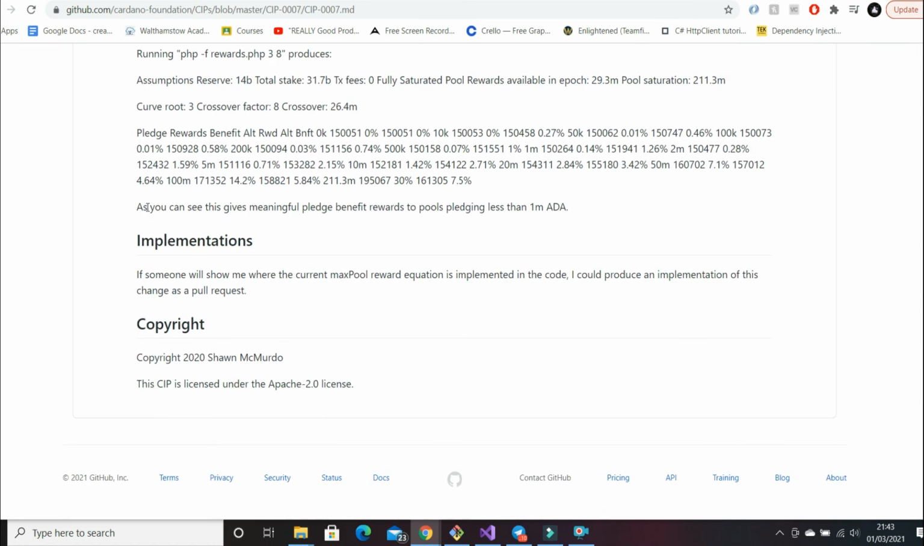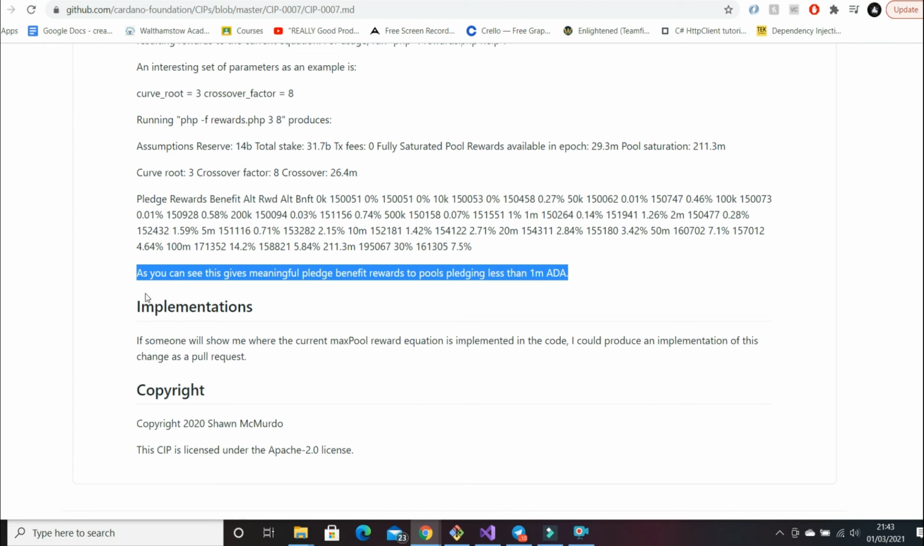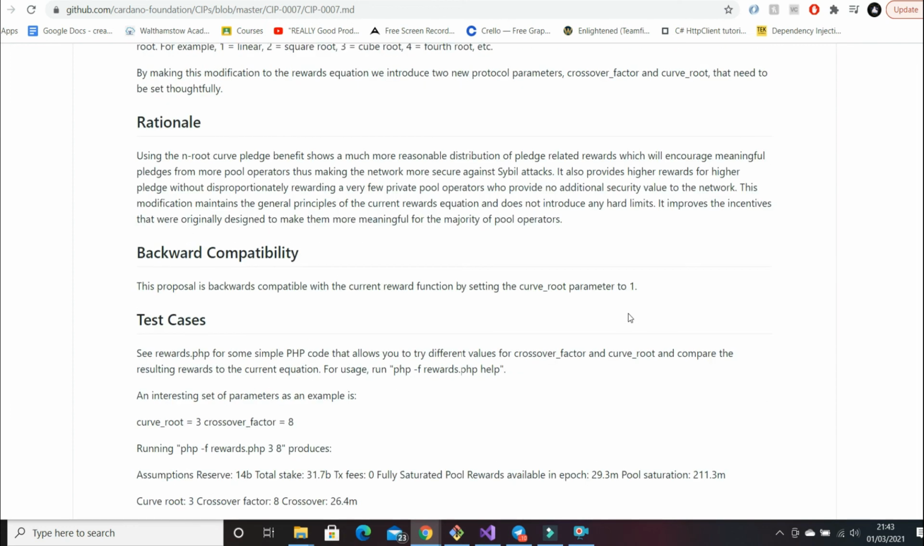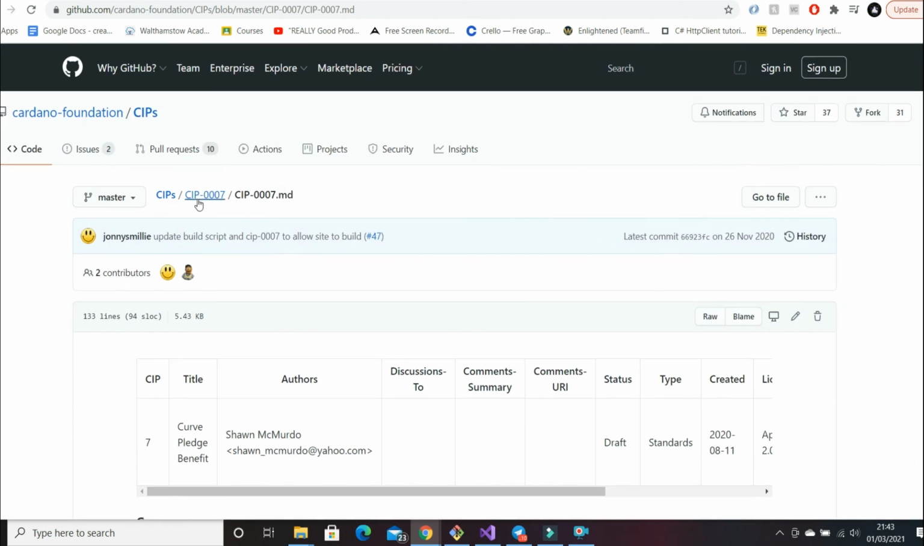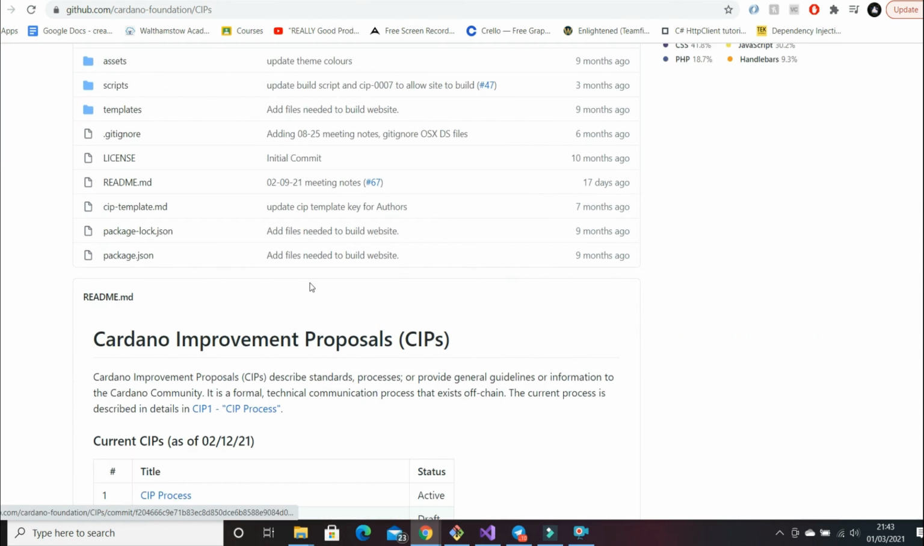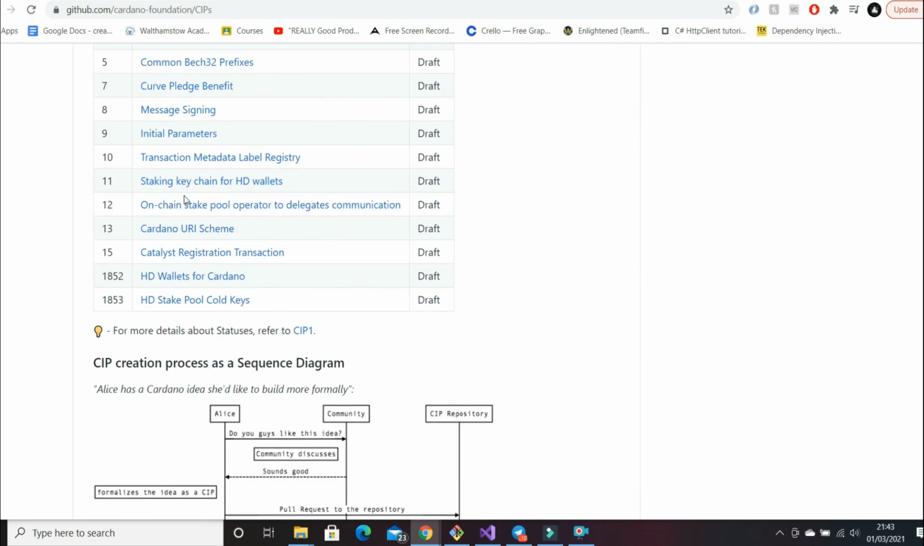So here you can see, this gives meaningful pledge benefit rewards to pools pledging less than 1 million ADA. Now, if this feature does get implemented, I see that being a positive feature for Cardano and definitely something that will help push the price up, assuming other factors remain unchanged. But again, this is just a proposed feature. It's in draft, but feel free to have a look at some of the other CIPs as well. All of these are quite interesting to read, and again, these features will become reality as they gain community support.